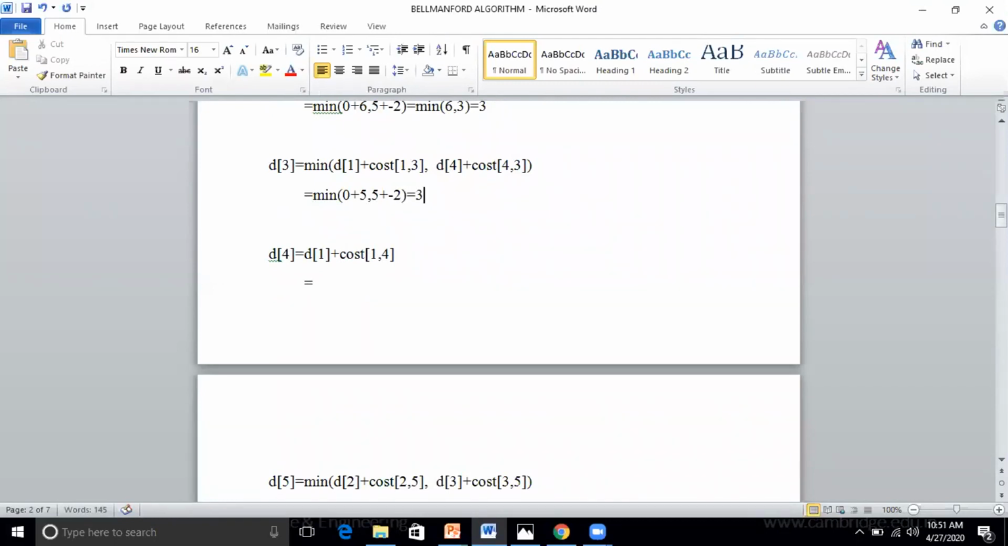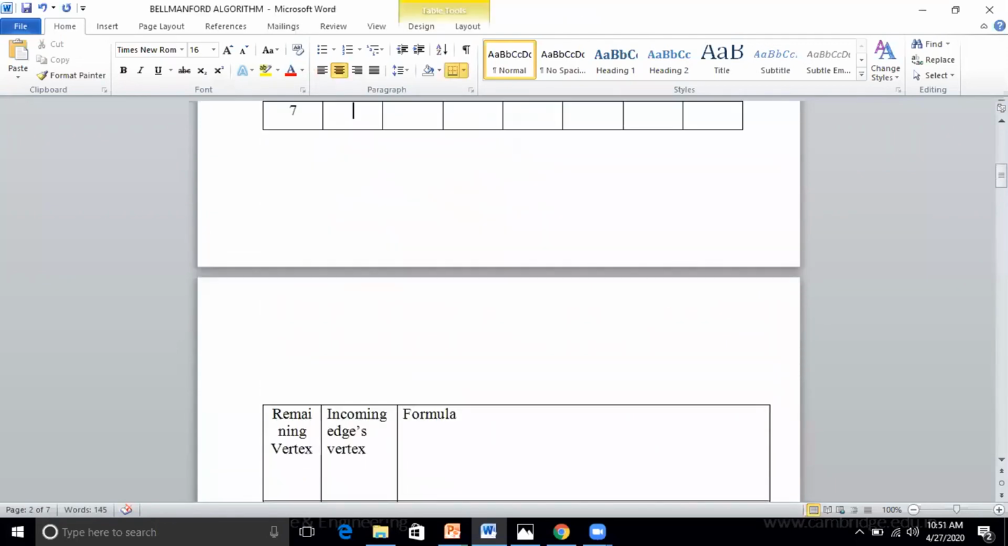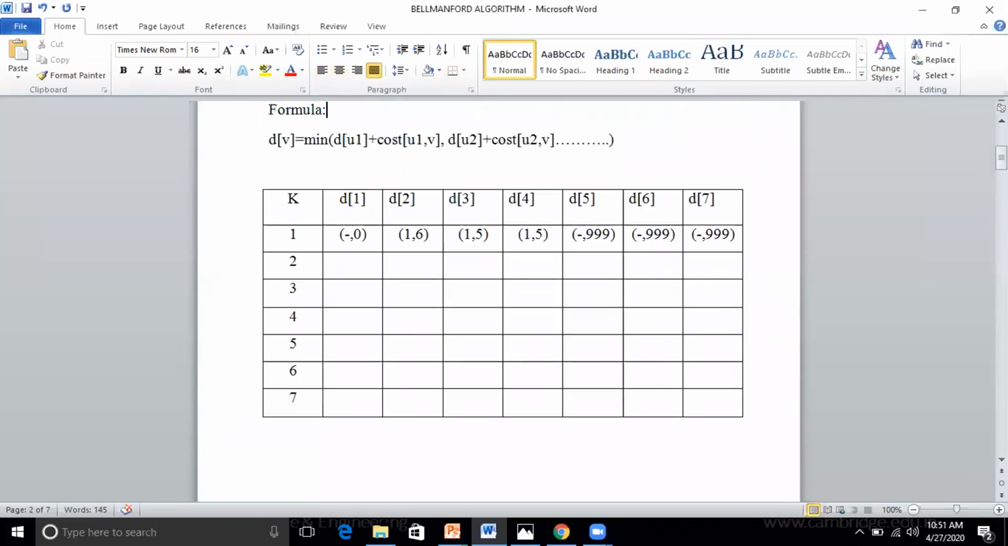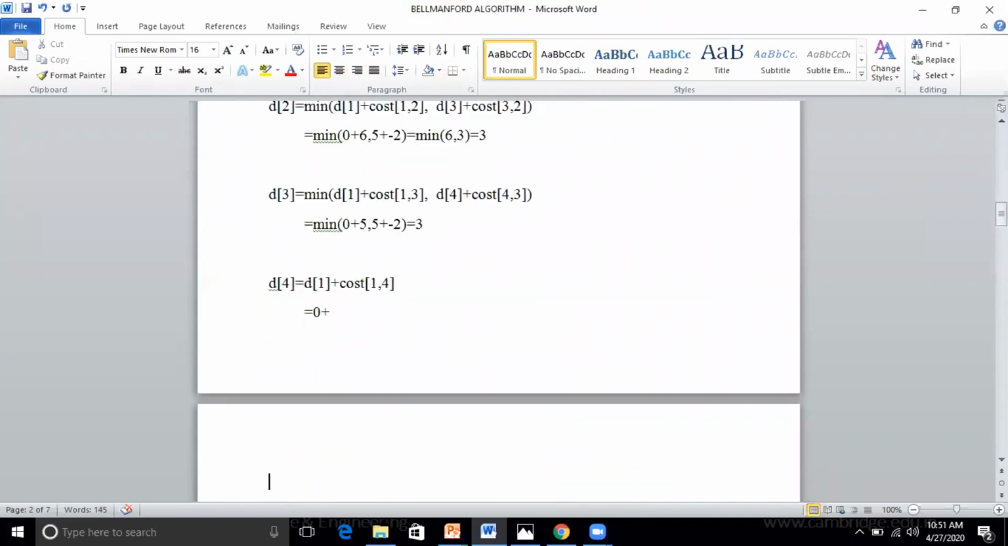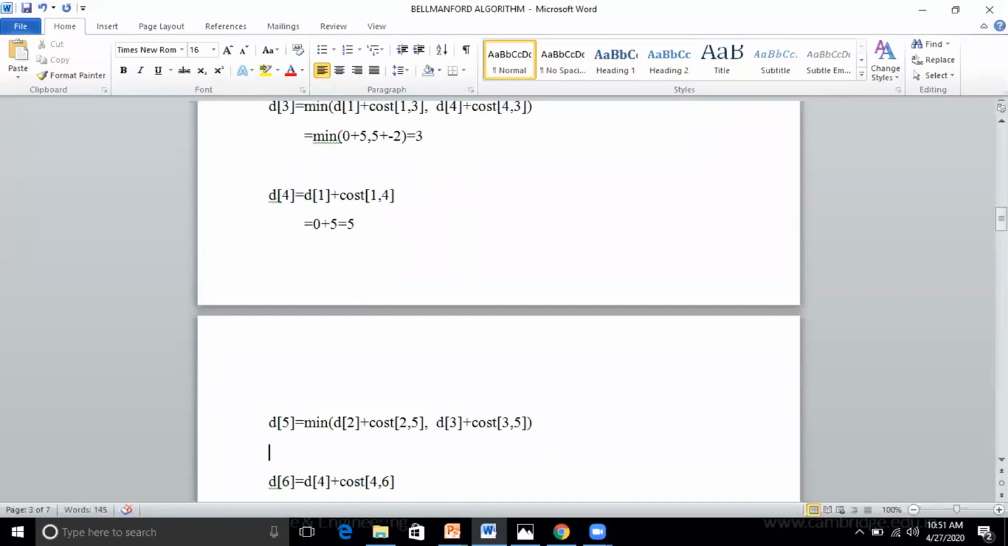And d of 4, since it has only one edge, there is no need to find the minimum. 0 plus 1 to 4. What's the edge cost of 1 to 4? 5. So it remains 5 itself. So it is equal to 5. Next we'll go for d of 5.